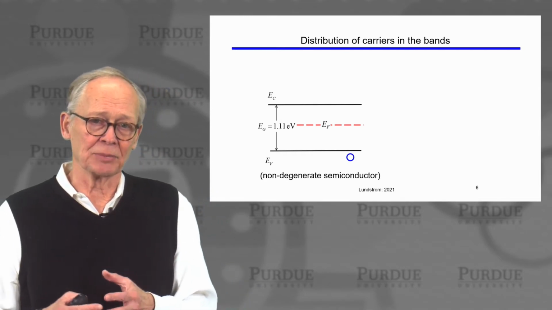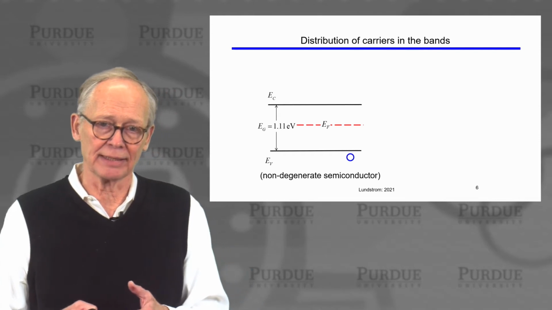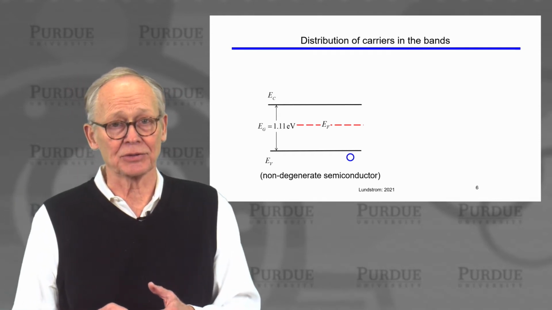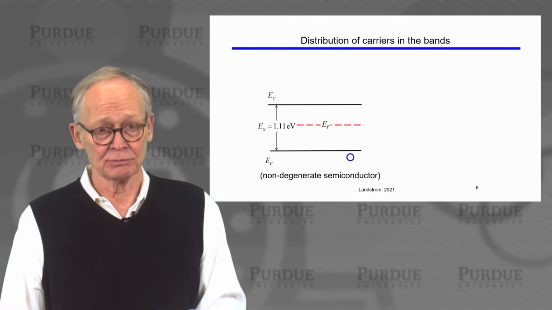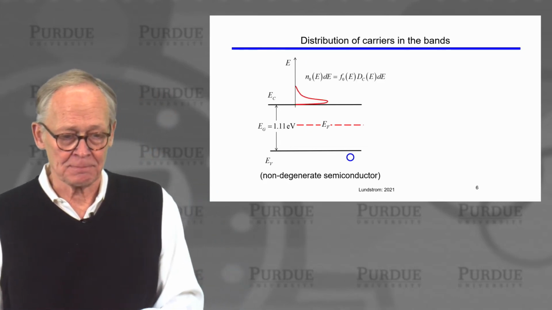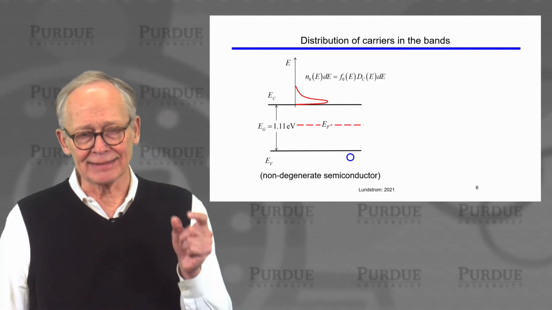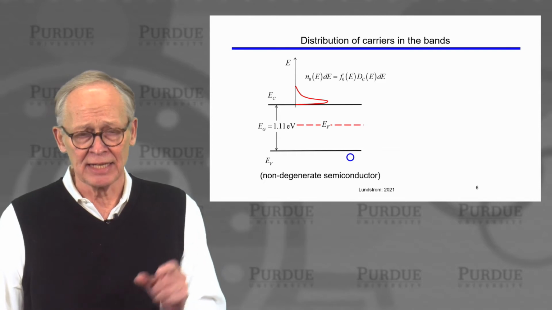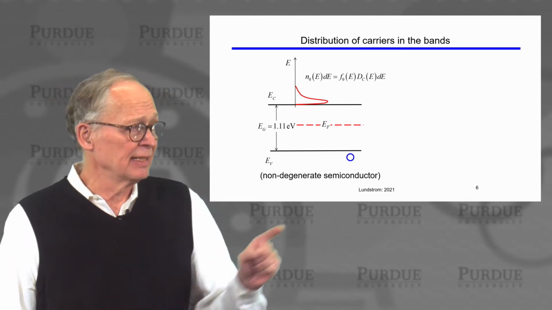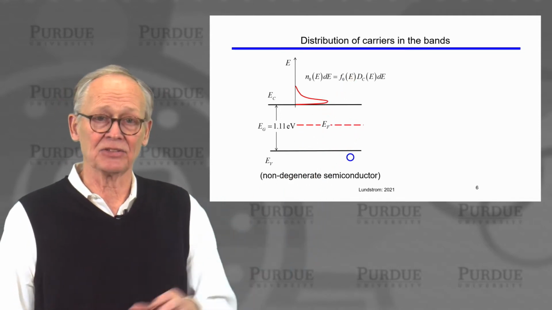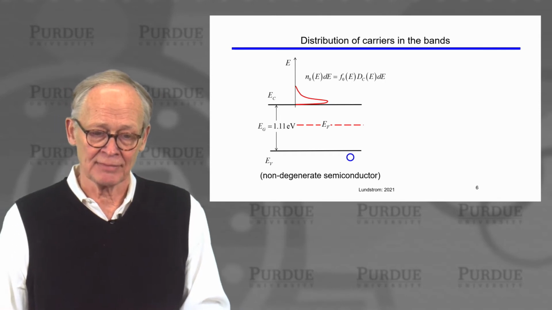Well, using this concept of the Fermi level and the fact that it gives us the probability that a state is occupied, we can find out how the electrons are distributed within the conduction band, or holes within the valence band. And we'll find an answer like this. The density of electrons in a small energy range is just equal to the number of states in that small energy range times the probability that the states in that energy range are occupied. That's given by the Fermi function.